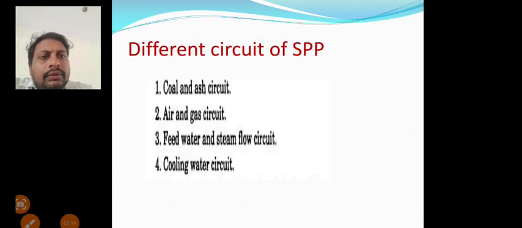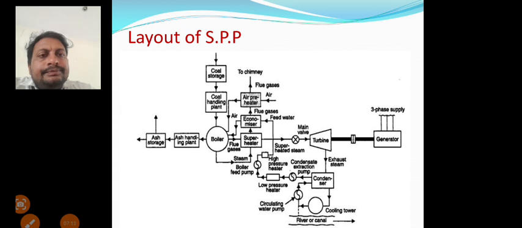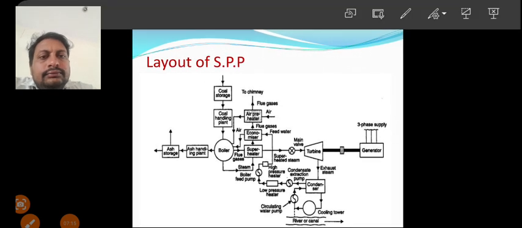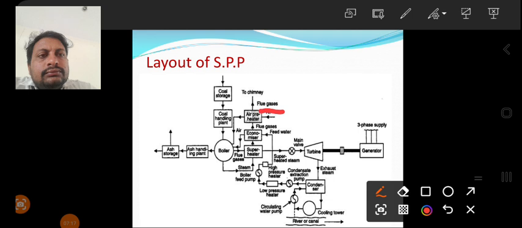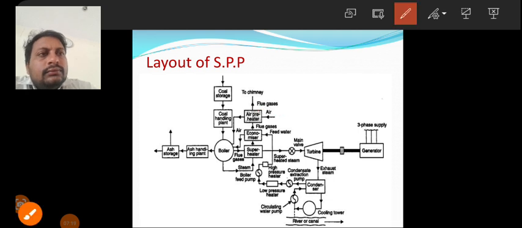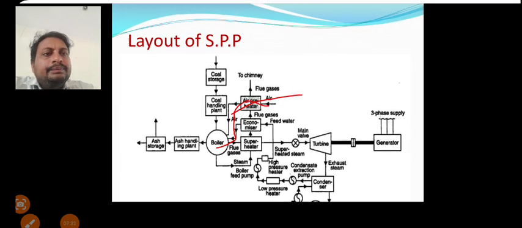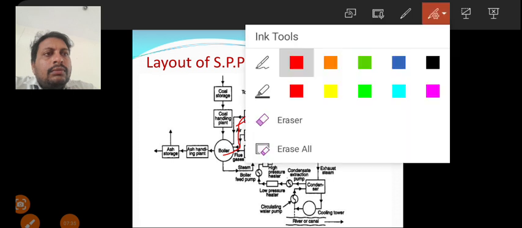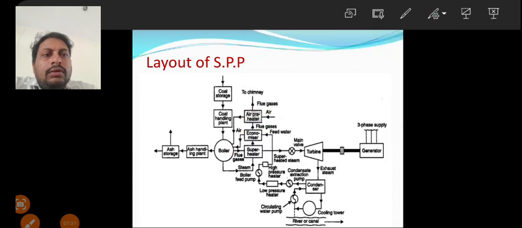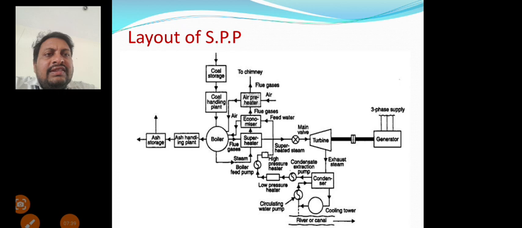You can observe from this: air preheater, so preheated air will be supplied to this boiler. So this is the second, air circuit, and then the flue gas circuit.